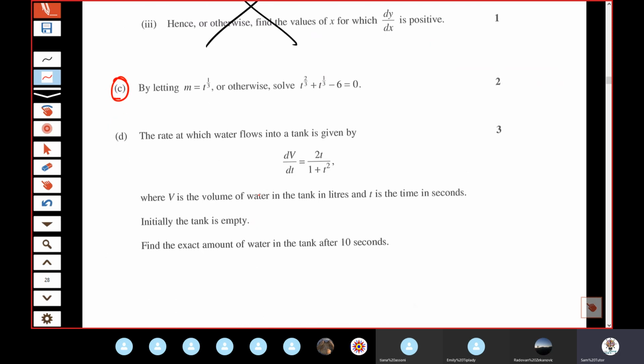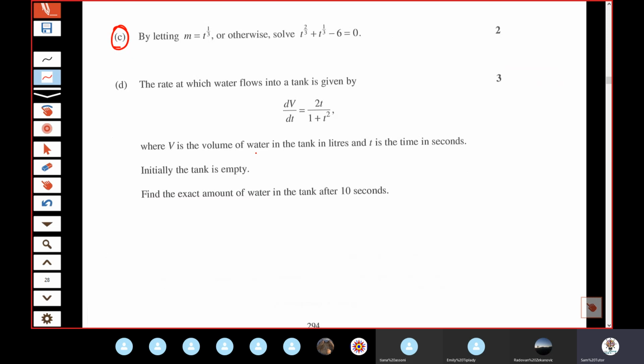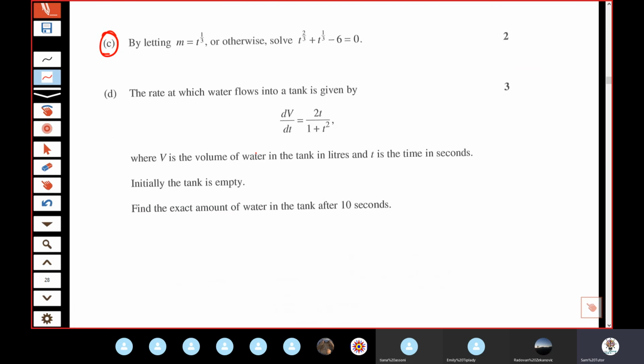I'll scroll it up. Does anyone think they know what's hiding in here when they see it like this? It'll help everybody else out. Isn't it just m squared plus m minus 6?